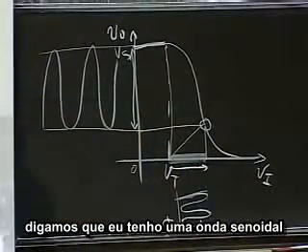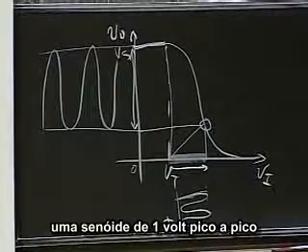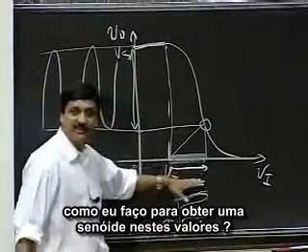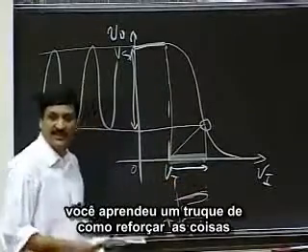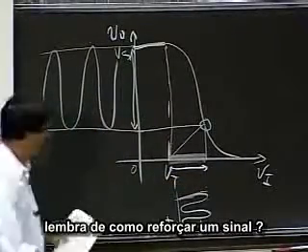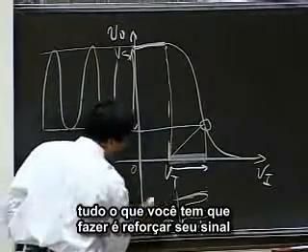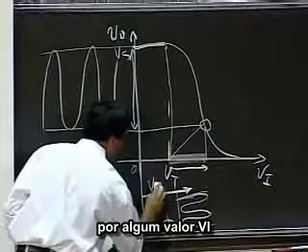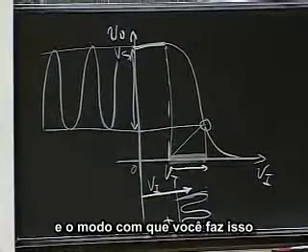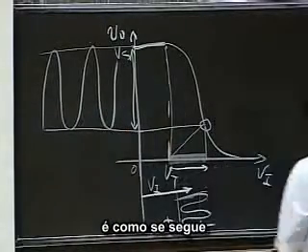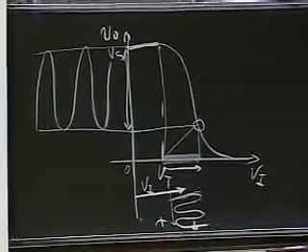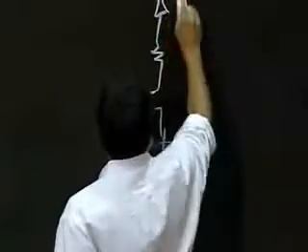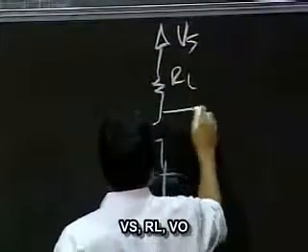So let's have a sinusoid that's 1 volt peak to peak, or whatever. How do I get my sinusoid up there? Well, you've learned the trick on how to boost things. Remember boost? So all you have to do is boost up your signal by some value capital VI. And the way you do that is as follows. Vs, RL, V naught.